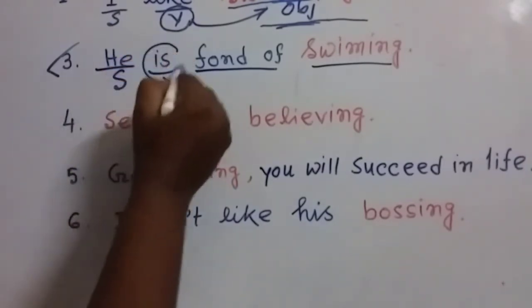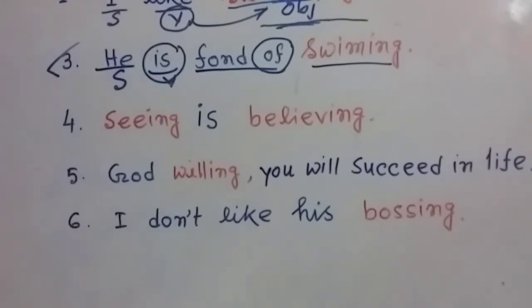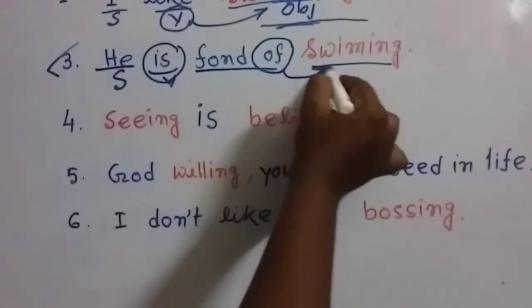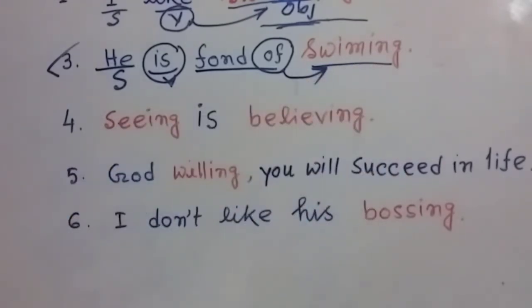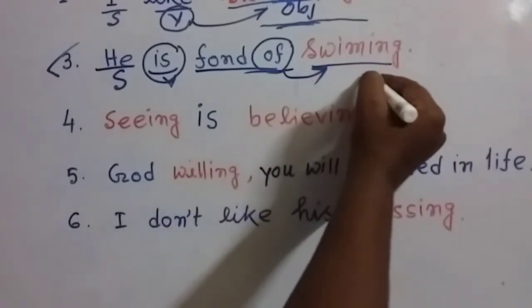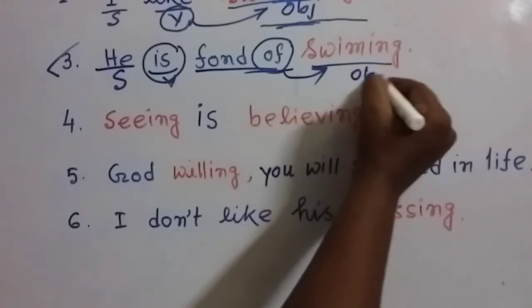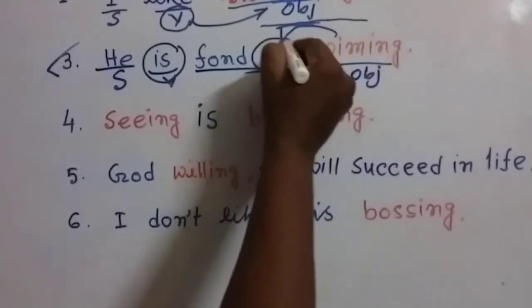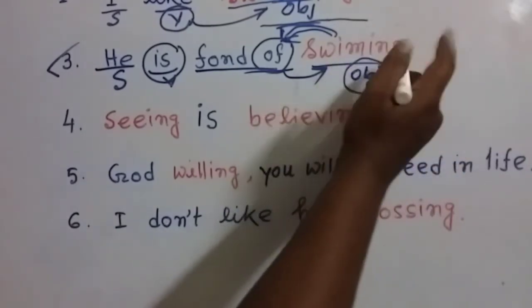this is the main verb of this sentence, and here you can see one preposition, and after that we have written this one. So my dear friends, if we ask fond of what, the answer will be swimming. So what is he fond of? The answer is swimming from this sentence. So it is an object, but this is the object of the preposition.